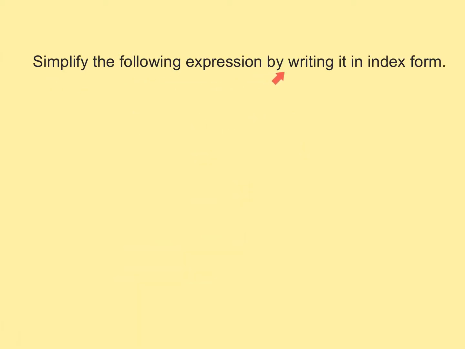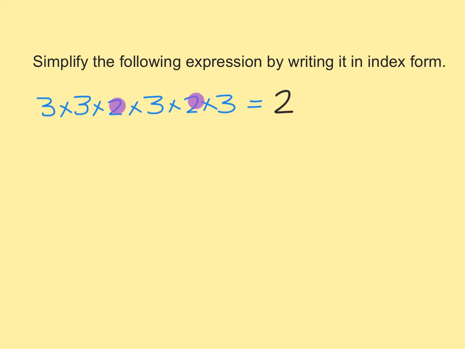Right, I'm going to give you a question to solve for me. Simplify the following expression by writing it in index form. So here's our question. 3 times 3 times 2 times 3 times 2 times 3. And we need to write that in index form. So the first thing I'm going to do is identify my smallest numbers in this particular expression. So I've got a 2 there and I've got a 2 there. So therefore I will write this as 2 to the power of 2 because I've got 2 of them. And it's a multiplication sum all the way through. There's no addition, that's all multiplication.